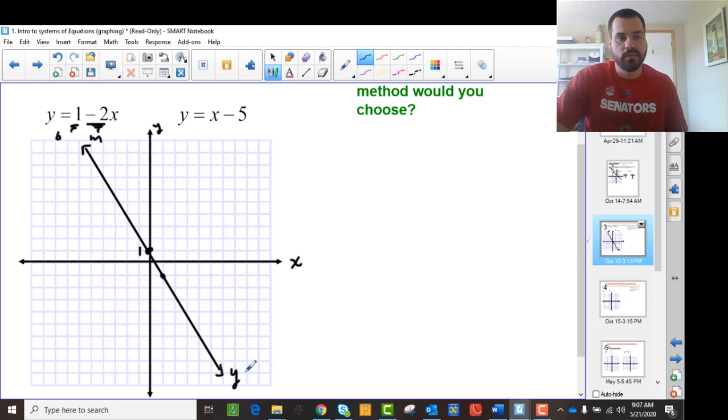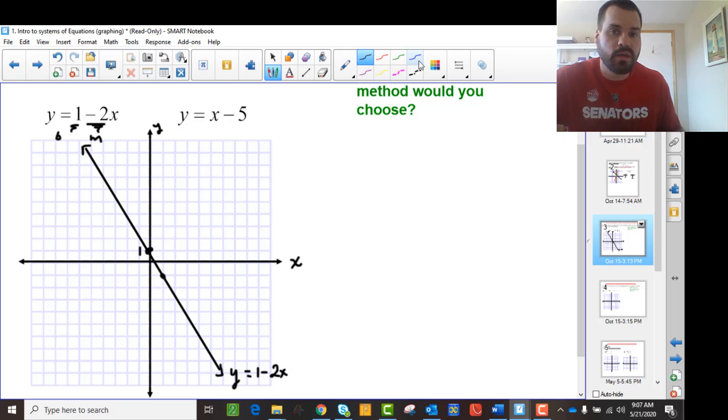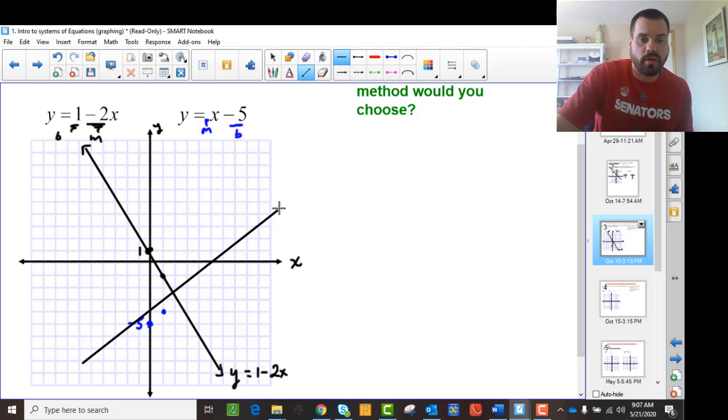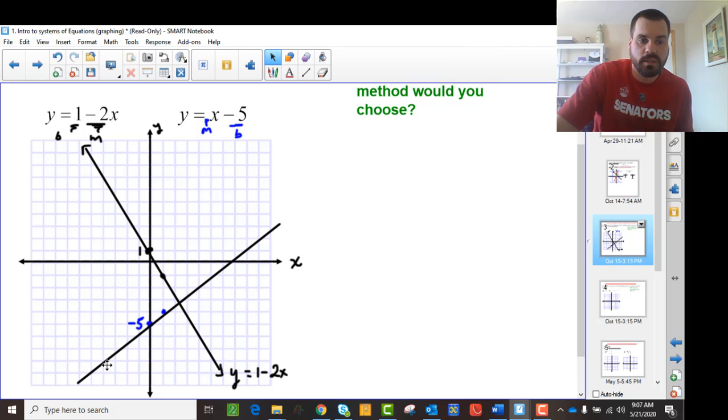So this is y equals 1 minus 2x. We're going to do the exact same thing here. So this is my y-intercept here. It's minus 5. So I'm going to go 1, 2, 3, 4, 5 down here at minus 5. And then the slope is 1. So that means I'm going to run 1 and rise 1. So there's my slope. And again, I'm going to connect it with a line. Now I'm using my computer to draw these lines straight. You can use a ruler to draw them straight.